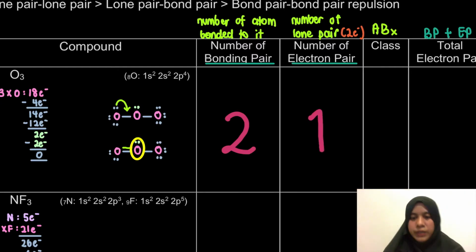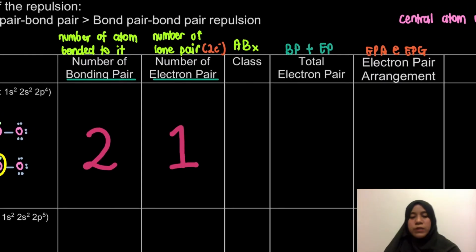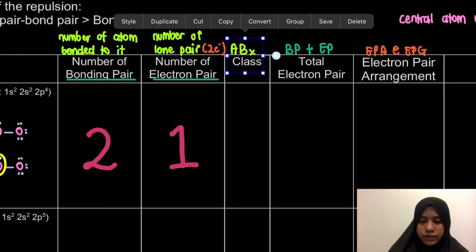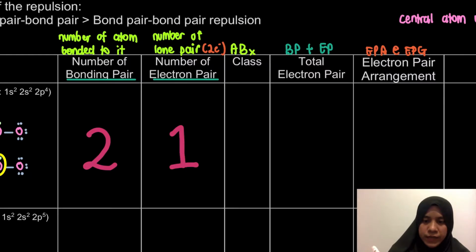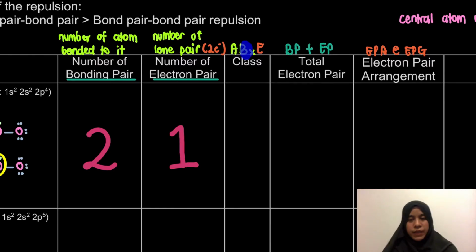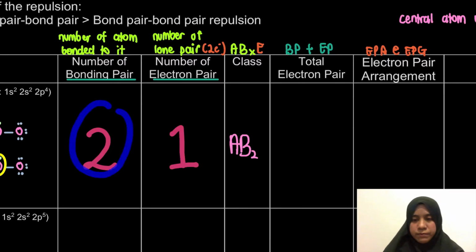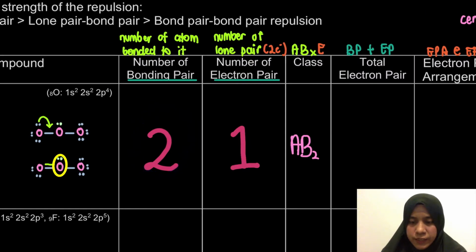Okay, tapi sekarang ni kelas dia lain sikit tau. Previously we only use ABX. Sekarang ni kita ada baru lagi. ABXE pula. Kita guna ABXE. A stands for our central, B how many bonding pair, E stands for how many lone pair. Itu yang electron pair ni lah. Okay. So our class here will become AB2. Ada 2 bonding pair. And then ada lagi satu lone pair, ada satu sahaja kan. AB2E.